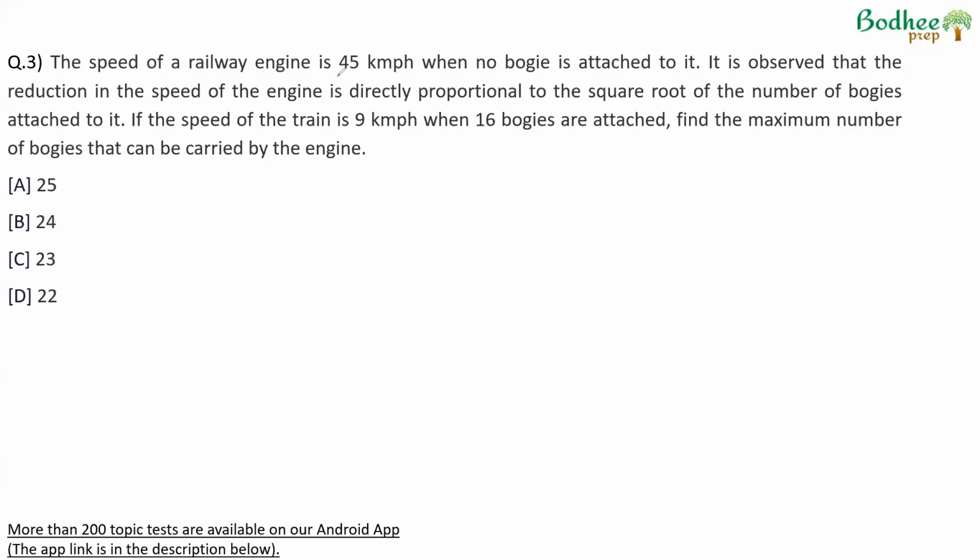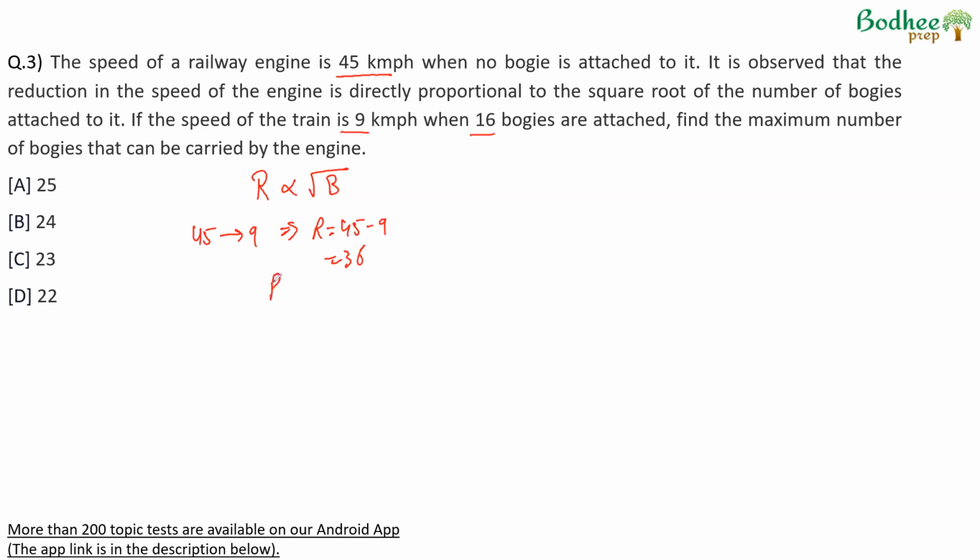The speed of a railway engine is 45 kilometers per hour when no bogie is attached to it. It is observed that the reduction in speed of the engine is directly proportional to the square root of the number of bogies. Reduction R in speed is directly proportional to the square root of the number of bogies B. If the speed of the train is 9 when 16 bogies are attached, the speed goes from 45 to 9, which means reduction R is equal to 45 minus 9, which is 36.